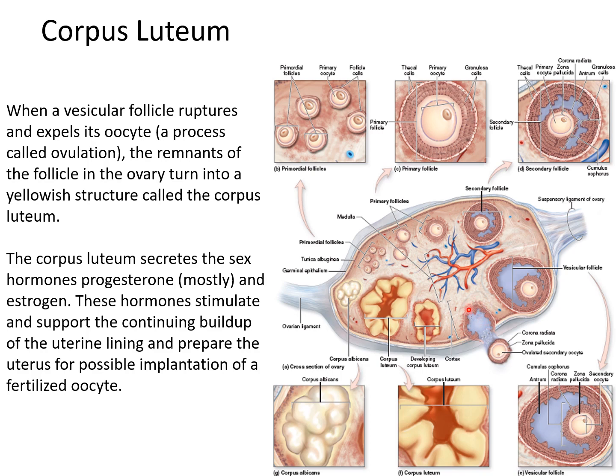The next stage is what happens to the remaining follicle, and that's called the corpus luteum. Corpus luteum literally translates to yellow body, and you'll notice it's kind of a yellowish structure. The corpus luteum secretes sex hormones, mostly progesterone, but also estrogen. And then those hormones stimulate and support the continuing buildup of the uterine lining.